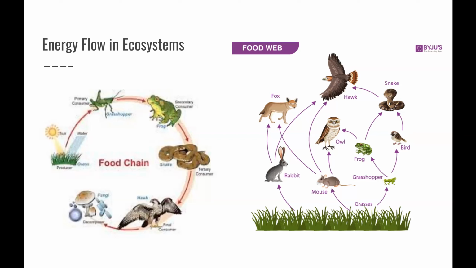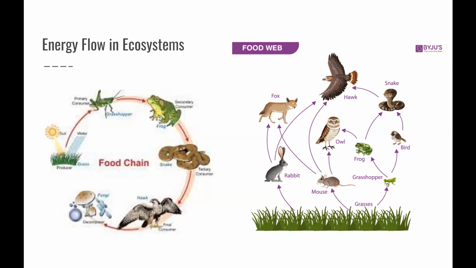So the snake population will go down. But the hawks will probably be okay because the hawks don't eat just snakes. The hawks also eat rabbits and mice, so the hawks will probably not be affected. Okay, the owls will be partially affected because they eat the frogs, but they also eat mice. So they will be okay.